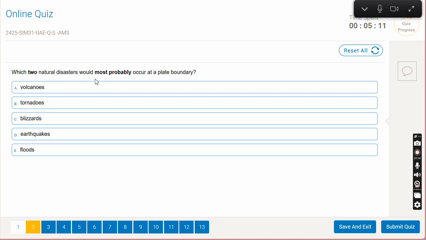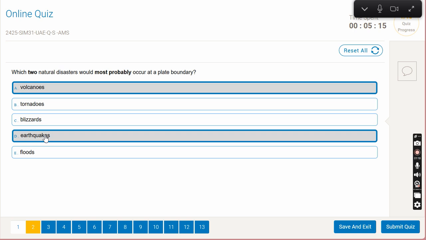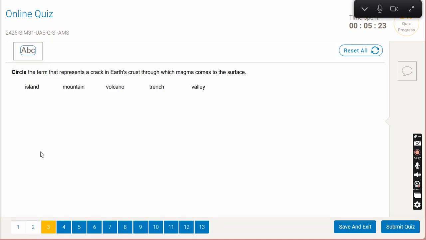The next one: which two natural disasters would most probably occur at a plate boundary? That's volcanoes and earthquakes. You also read this, that along the plate boundaries where the plates meet, that's where volcanoes and earthquakes usually happen. Circle the term that represents a crack in the Earth's crust through which magma comes to the surface. Now remember, through what does the magma come out? The volcano, right? So that's your answer here.